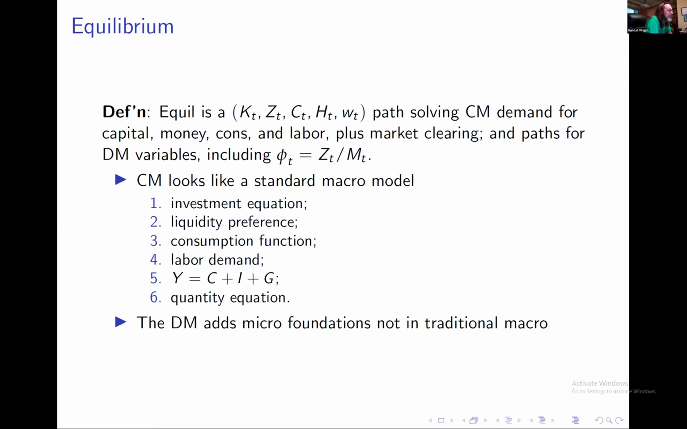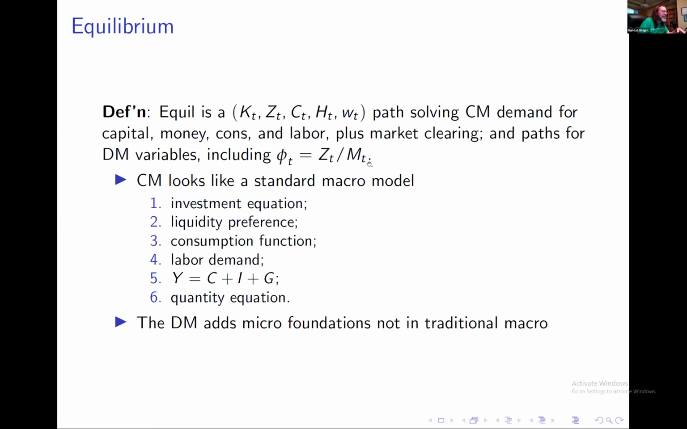Equilibrium: we have paths for the centralized market variables, solved from the standard conditions in the centralized market: demand for capital, money, consumption, and labor, and market clearing conditions. And then paths for the decentralized market variables, so the reallocation variables, which I skipped over in skipping over the bargaining solution, but it's kind of standard. Real balances, of course, are part of the equilibrium.